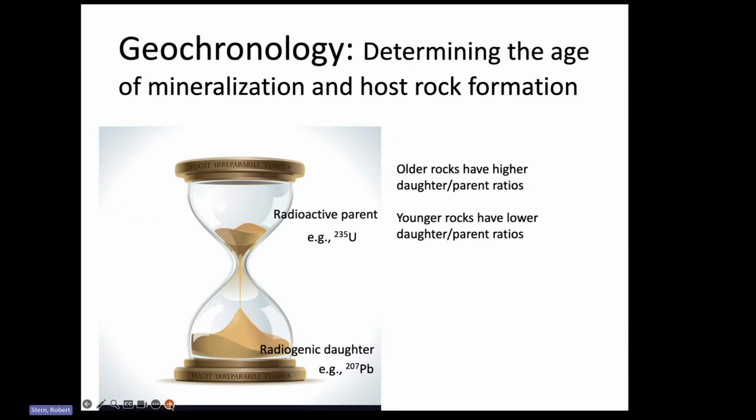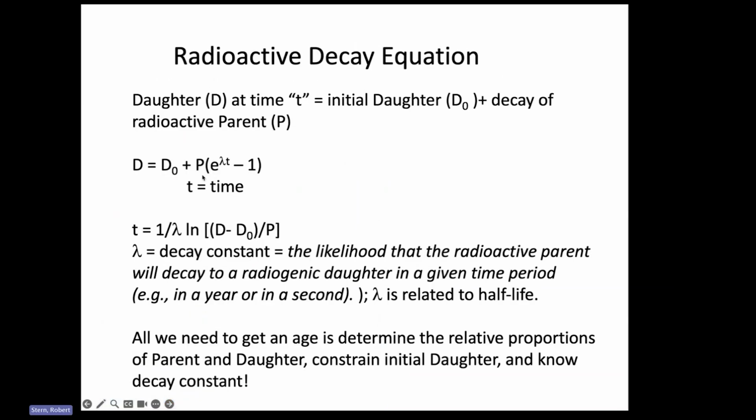All right, so this is the radioactive decay equation. D equals D naught plus P times (e to the lambda t minus 1), where D is the daughter at any time t, D naught is the original daughter, and P is the radioactive parent. Okay, so this is the equation, and we can rearrange this to solve for time. The age of anything that follows this relationship is just t equals 1 over lambda, the decay constant, times the natural logarithm of (D minus D naught) divided by P.